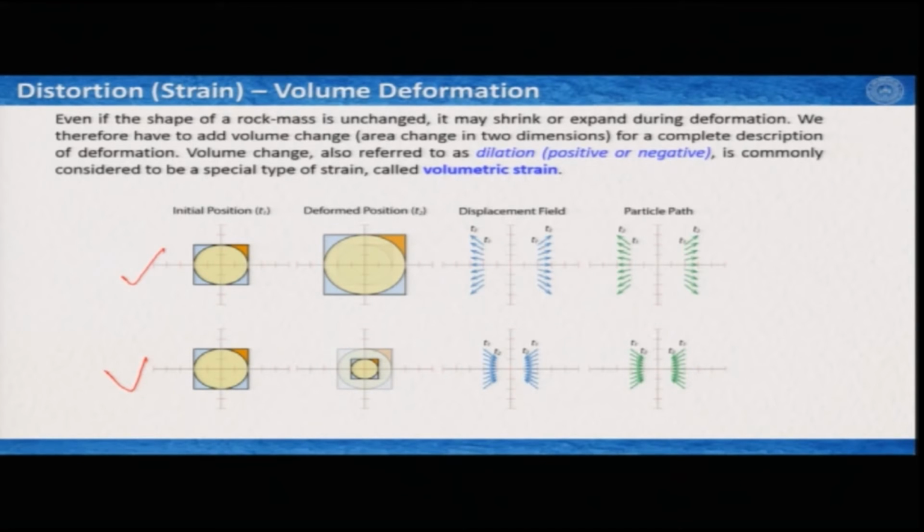Now given these concepts of rigid body translation, rigid body rotation, distortion and volumetric strain, you may think, do we apply it in geological contexts? The answer is yes. So here we will see a few examples of where and how we can apply these concepts of translation, rotation, these two are rigid body, and distortion and volume changes.